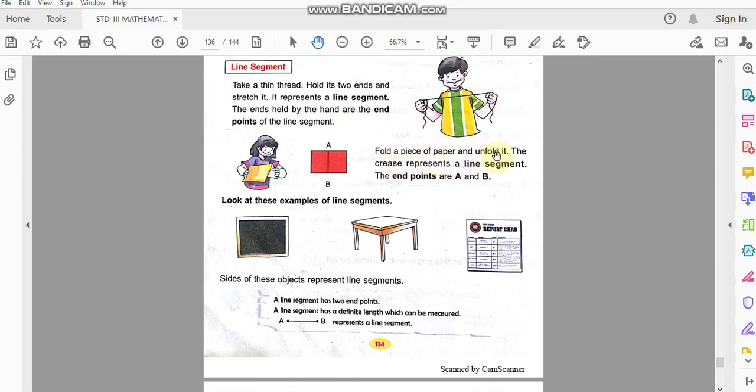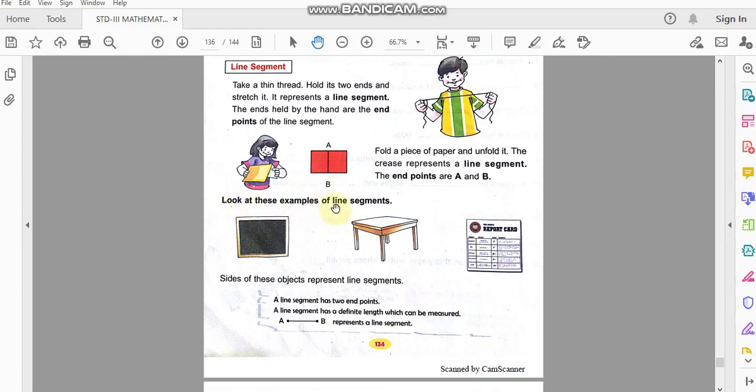Fold a piece of paper and unfold it. The crease represents a line segment. The end points are A and B. So this crease, which is made by folding a paper and then unfolding it, also represents a line segment, and there are two end points A and B.